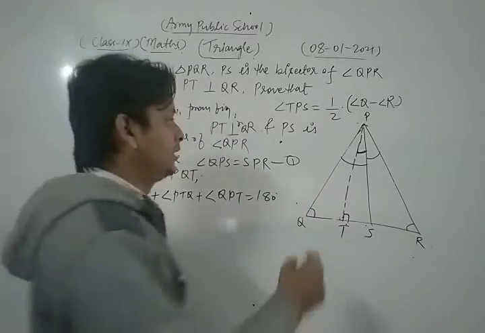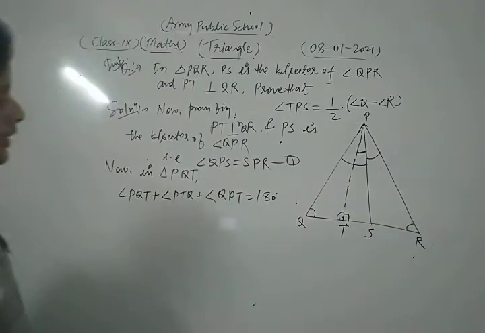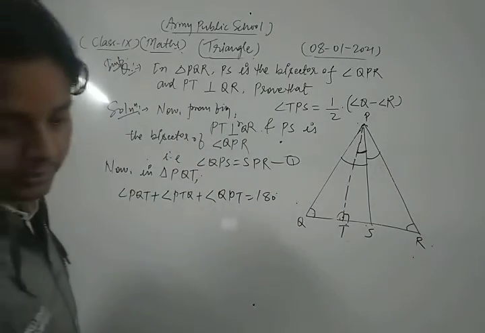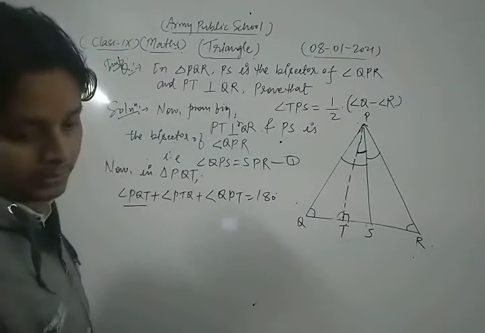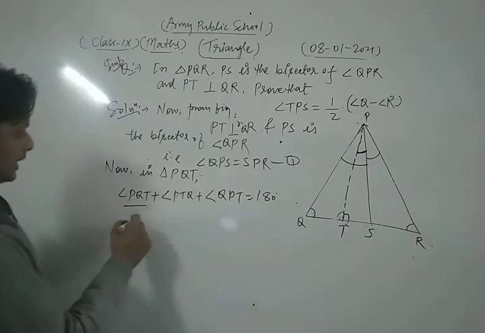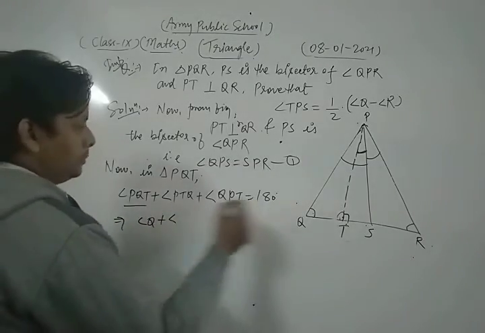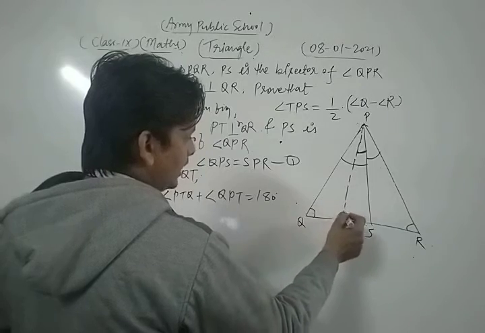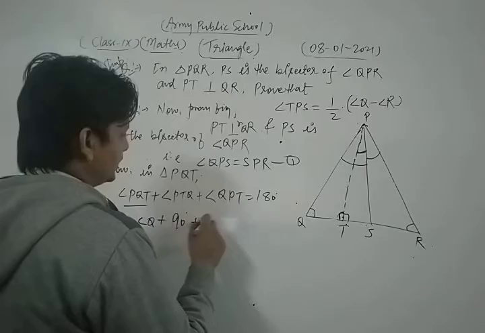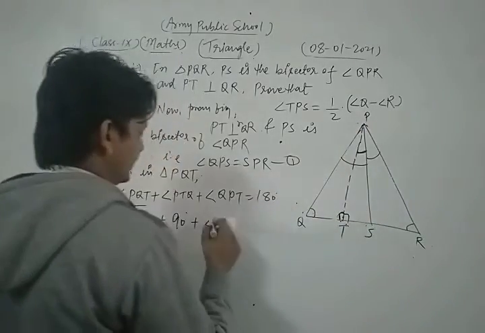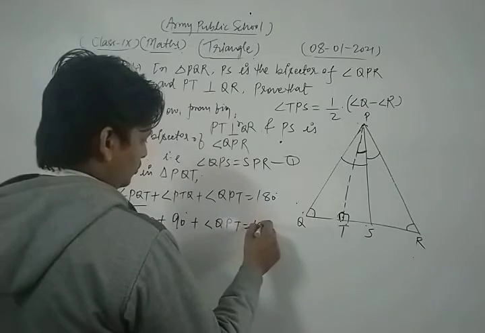Now angle PTQ is 90 degrees. Listen, PTQ is 90 degrees, and angle PQT we write simply as angle Q. So angle Q plus angle PTQ, which is 90 degrees, plus angle QPT is equal to 180.